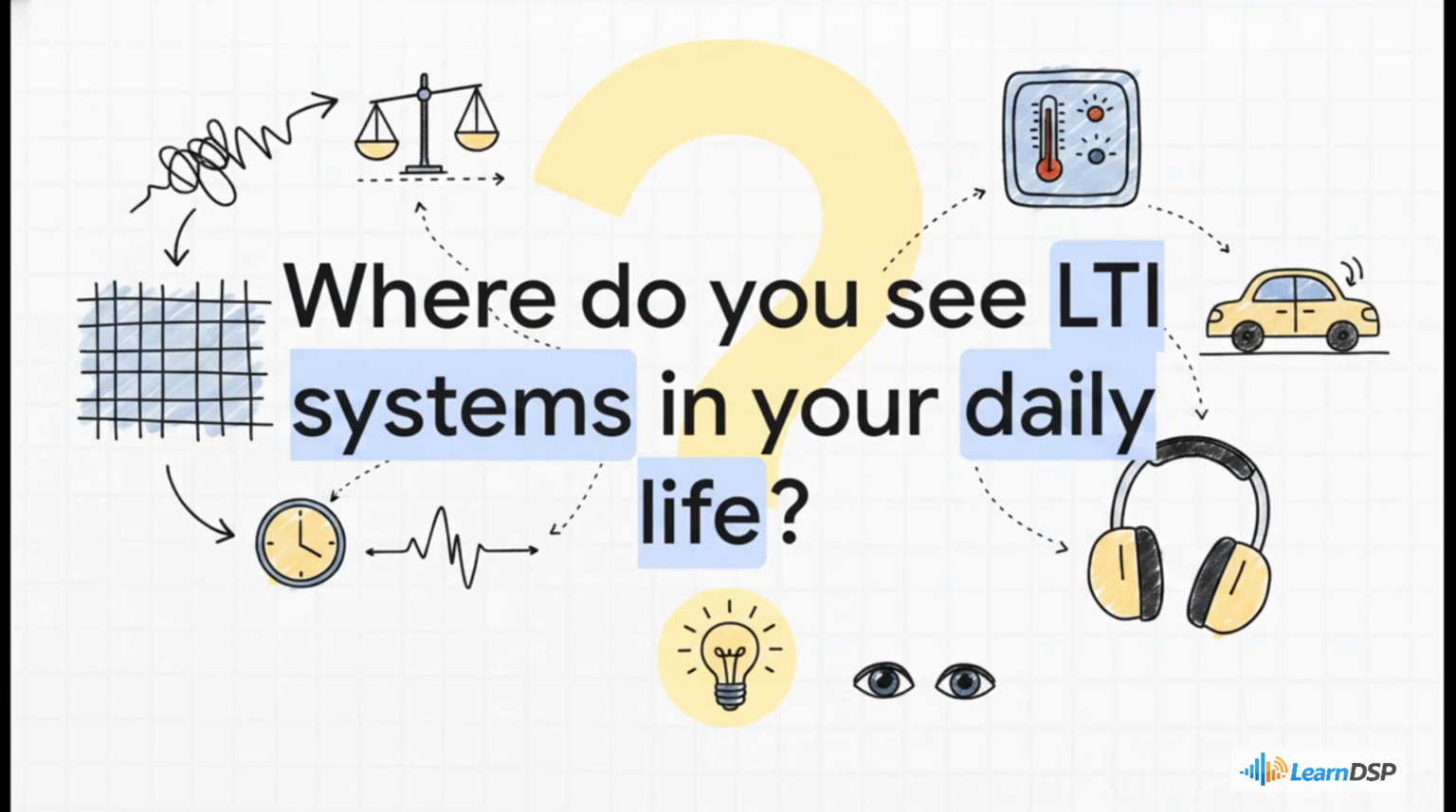We've taken completely chaotic signals and applied strict properties to make them entirely predictable. So now that you know the rules of linearity, time invariance, and feedback, where do you see these kinds of systems hiding in your daily life?